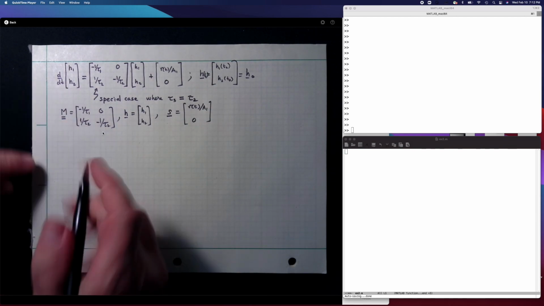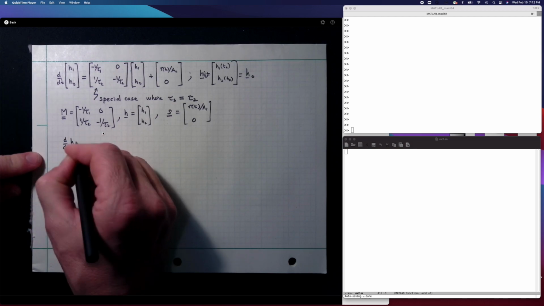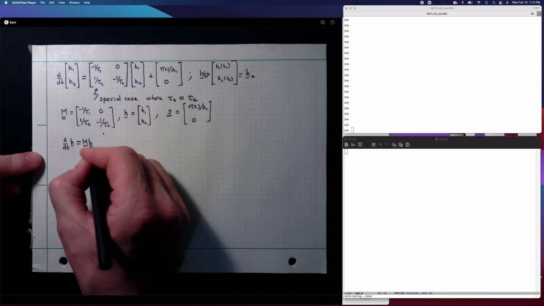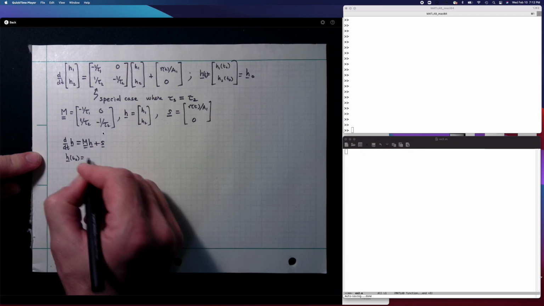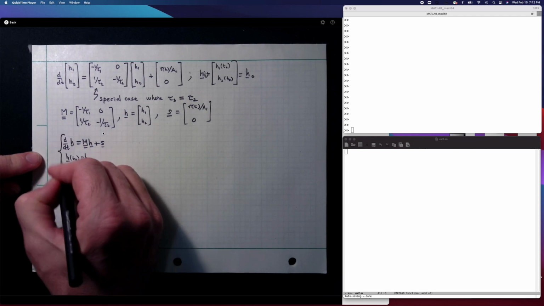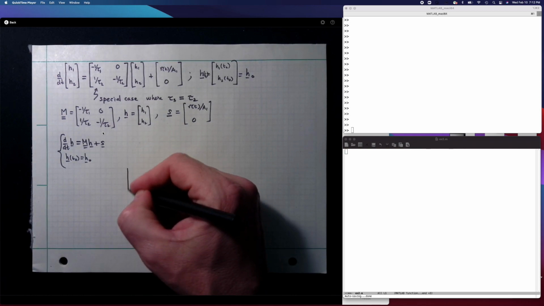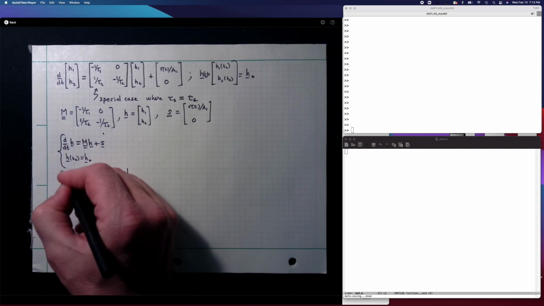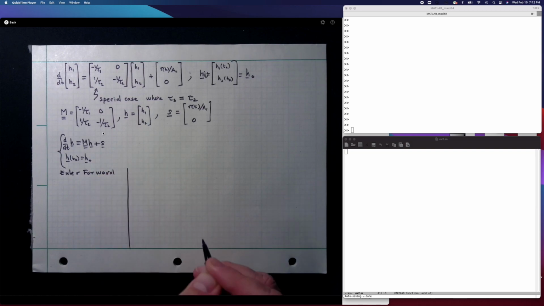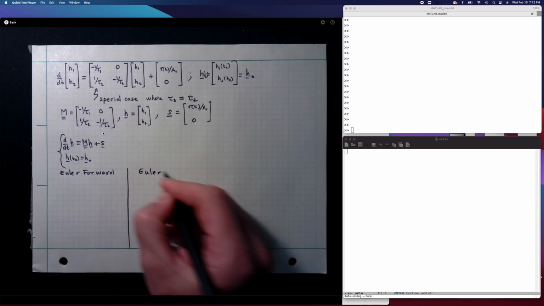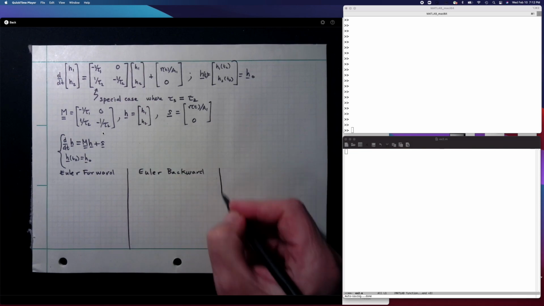And with these definitions, my governing equation becomes simply d by dt of h is equal to m times h plus s, subject to the initial condition h at t naught is equal to h naught. And now we're going to do the 3 time stepping schemes. Over here will be the Euler forward, over here the Euler backwards, and the last one will be the trapezoid rule.